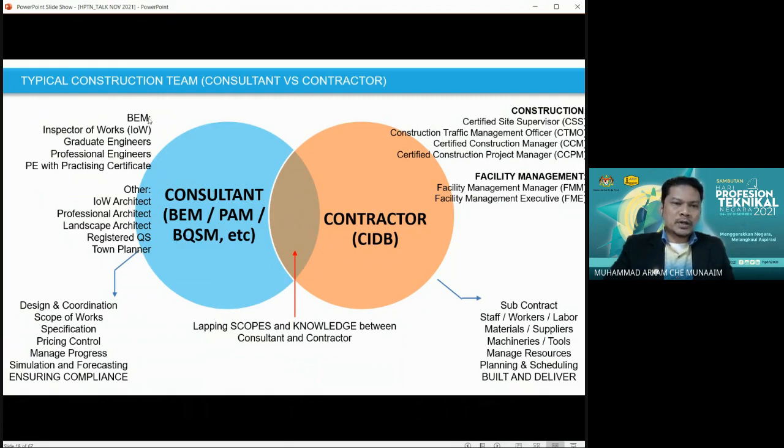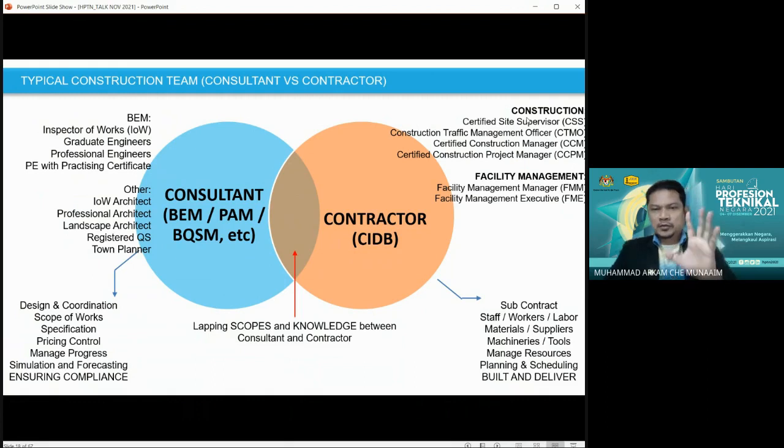From the consultant side, we have the BEM, we have IOW over there, graduate engineer, professional engineer, and also PEPC, professional engineer with a practice certificate. Other than the Board of Engineers, there is the IOW for architect, landscape architect, professional architect, registered QS, and town planner, who is part of the consultant in this typical construction team lineup.